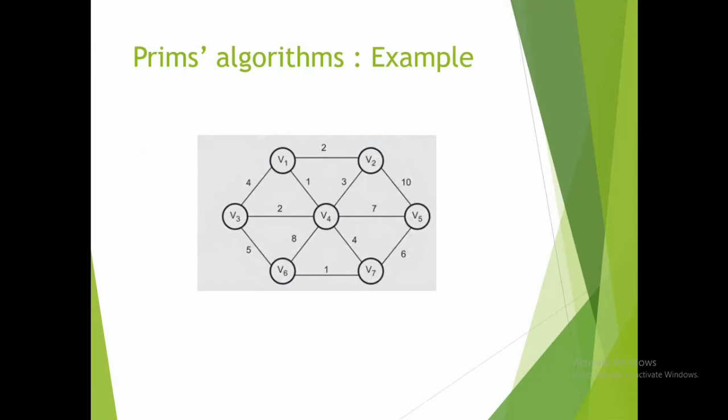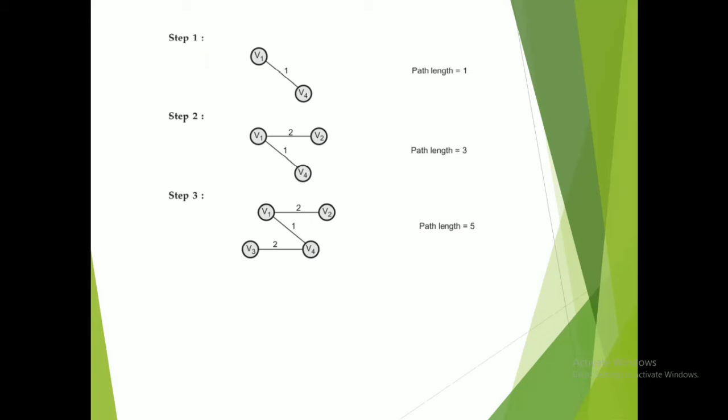Example of Prim's algorithm. There are a number of vertices: V1, V2, V3, V4, V5, V6 and V7. We select the minimum edge; V1 and V4 are the selected edges with low cost. First of all, V1 and V4 are selected. This means the cost will be 1. Then next, the selected edge V1 to V2 has a minimum cost of 2. The path length will be 3.